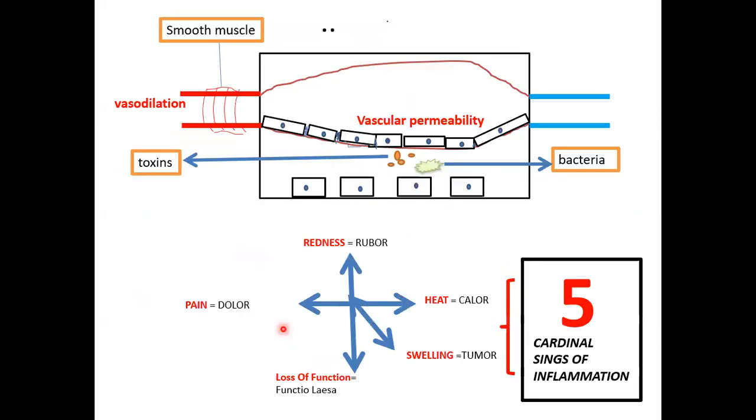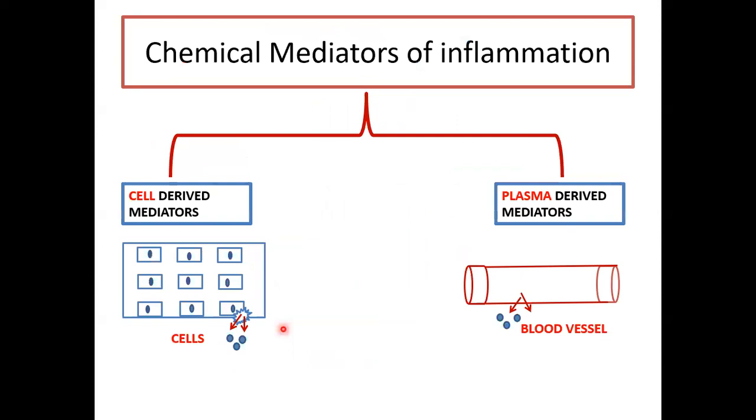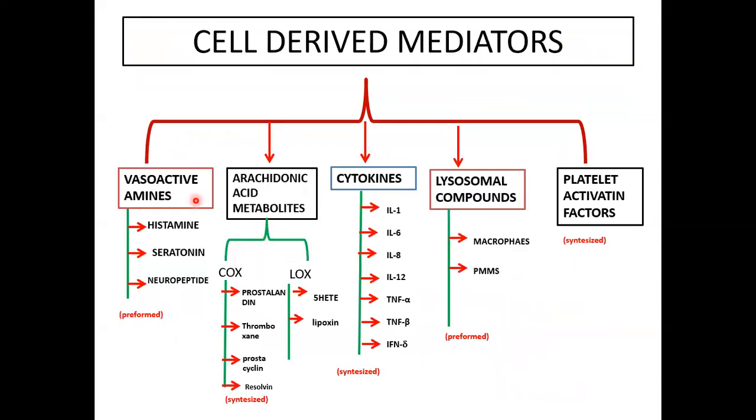In summary, there are chemical mediators from plasma and from cells. Get to know their names, their sources and their functions.